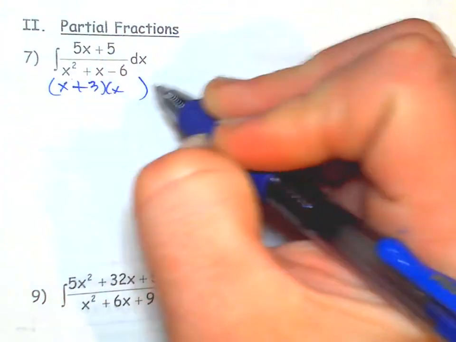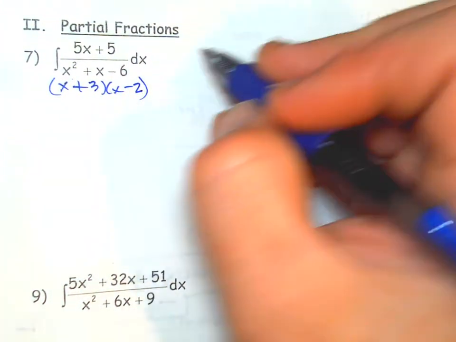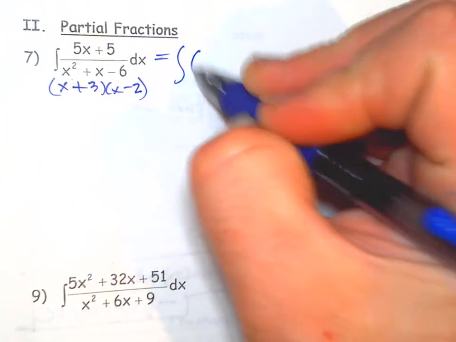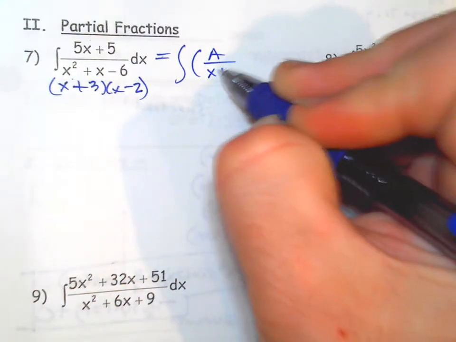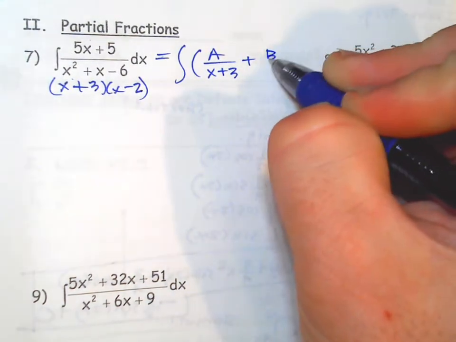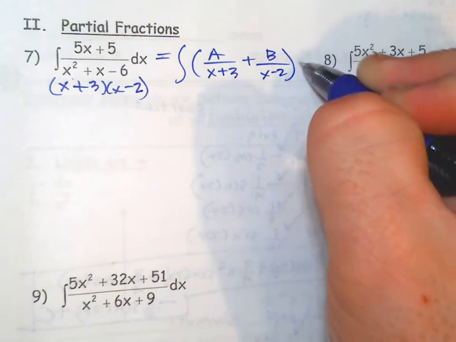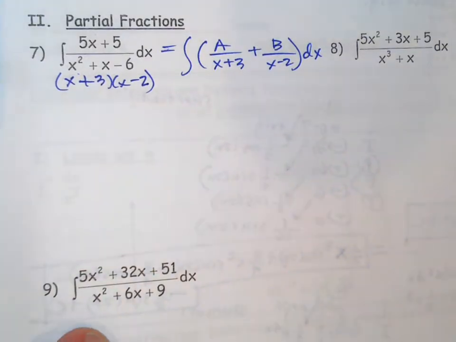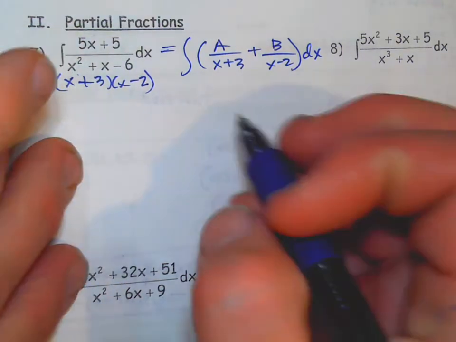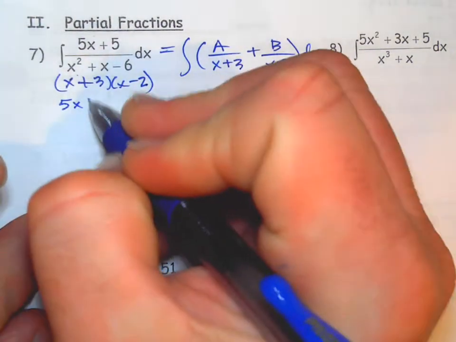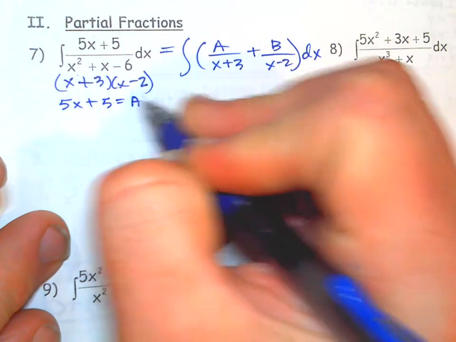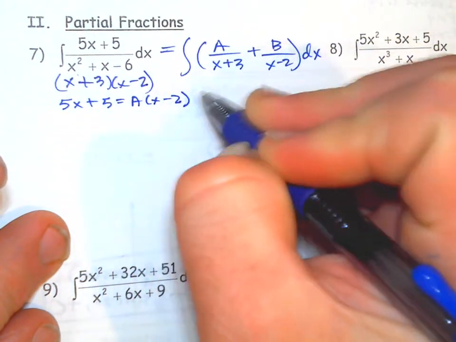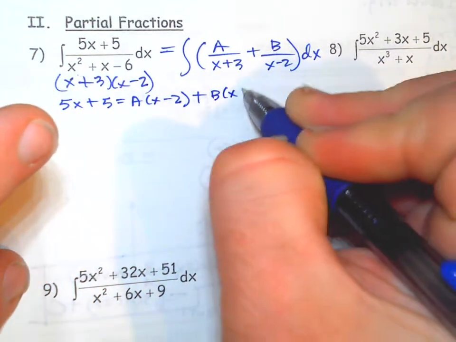Plus 3 minus 2. So, this is going to be A over x plus 3 plus B over x minus 2 dx. So we're going to multiply through by the least common denominator and get 5x plus 5 equals A times (x minus 2) plus B times (x plus 3).